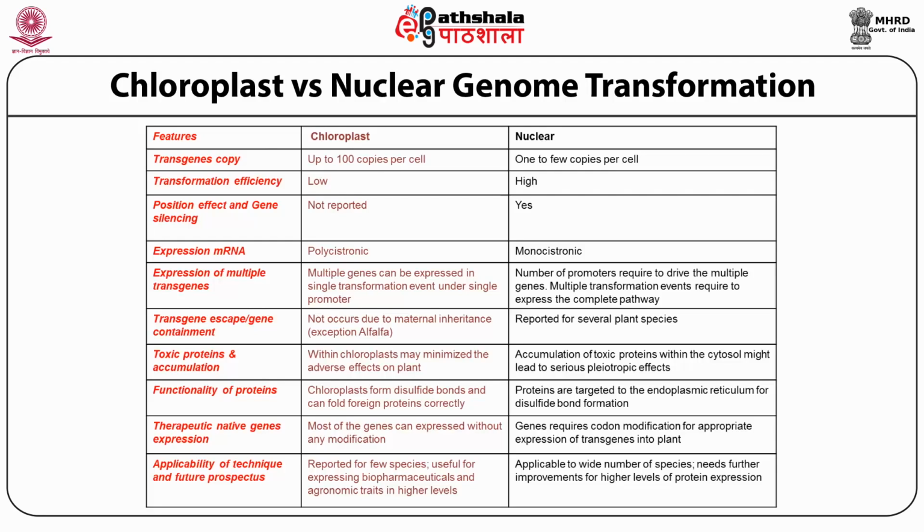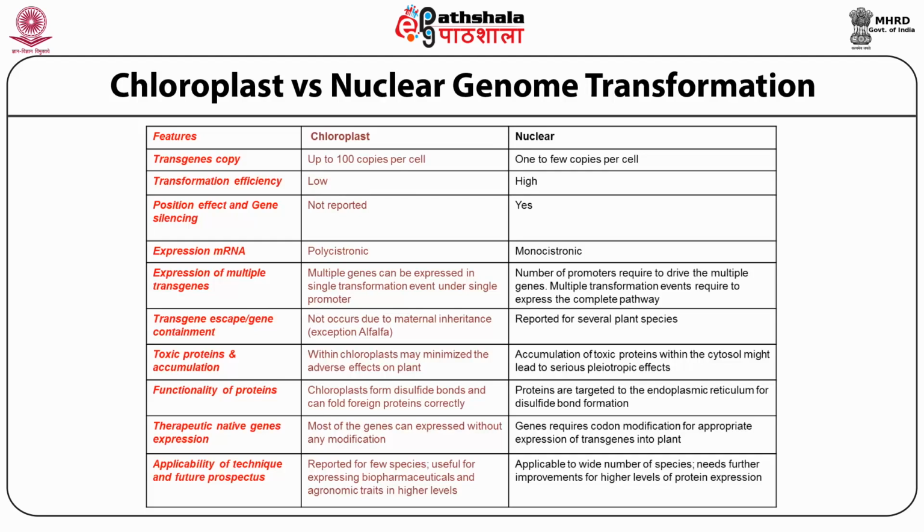Functionality of proteins is slightly different. In the nuclear genome, proteins are targeted to the endoplasmic reticulum for disulfide bond formation, while in the chloroplast, disulfide bonds form and the protein folds properly and is fully active. So it's a different approach. The chloroplast can be a good host to express pharmaceutical proteins that don't need glycosylation, and you don't need codon modification to express the gene. While in the nuclear genome, if you want to express Bt genes, you have to do codon optimization to express the genes.